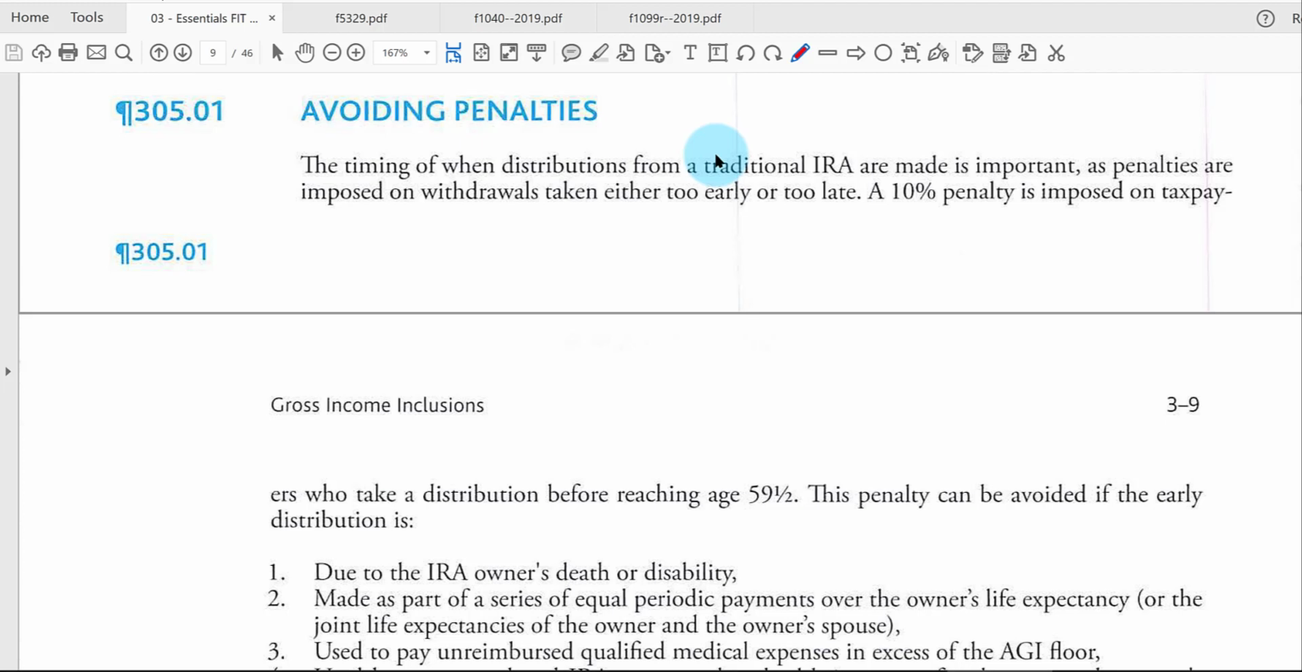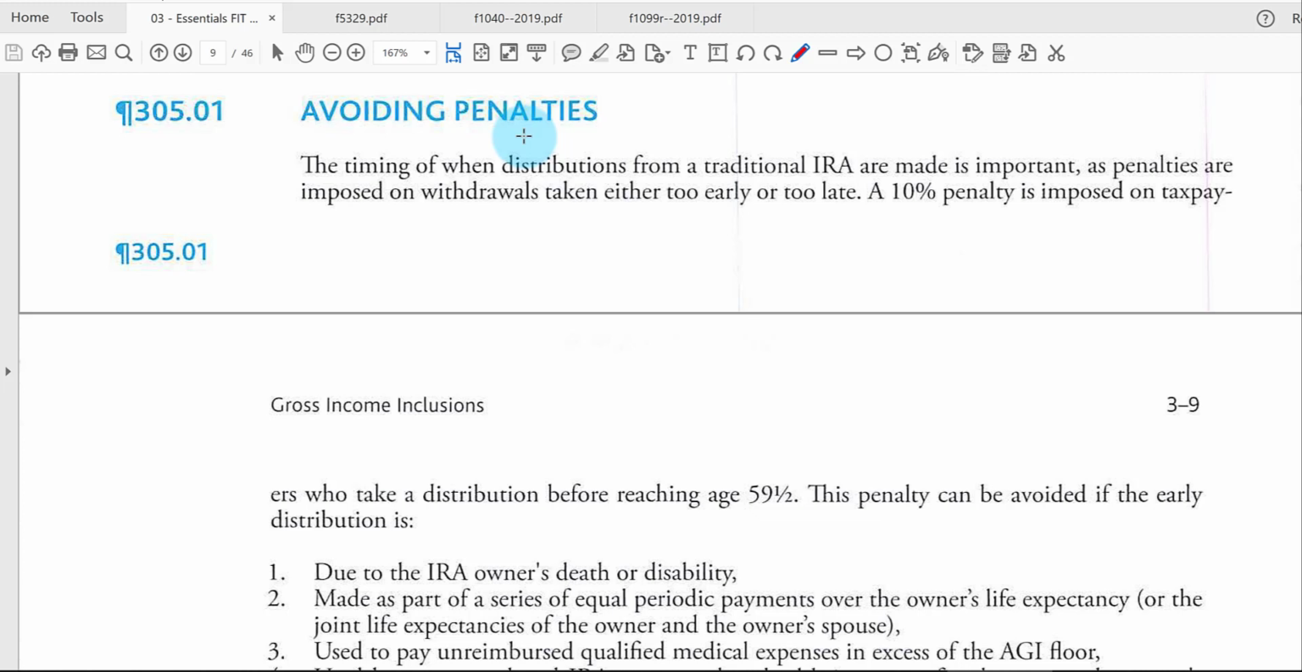This is part 5 of our Chapter 3 video lecture, where we're going to be calculating the taxable amount of pension distributions. But before we do that, here on page 8 is a topic called Penalties that's related to retirement income. The government gives you some tax breaks to save for retirement.